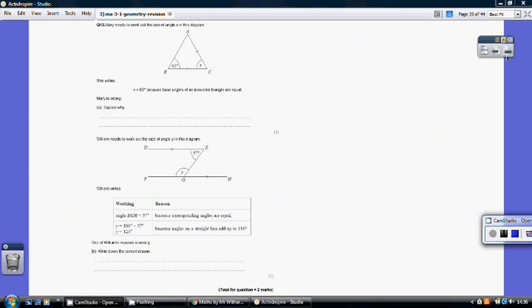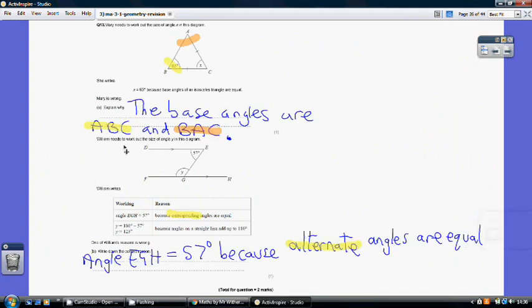Question 13. So Mary is wrong. Why is Mary wrong? Well, she's got the wrong base angles. She's right to say that the base angles of isosceles triangles are equal, but the base angles are these angles here at A and B. So she's got the wrong base angles.